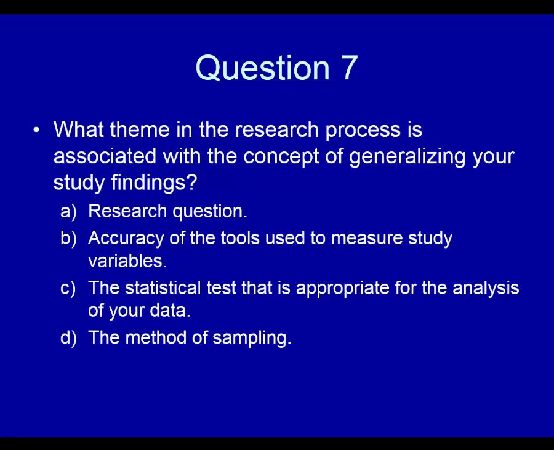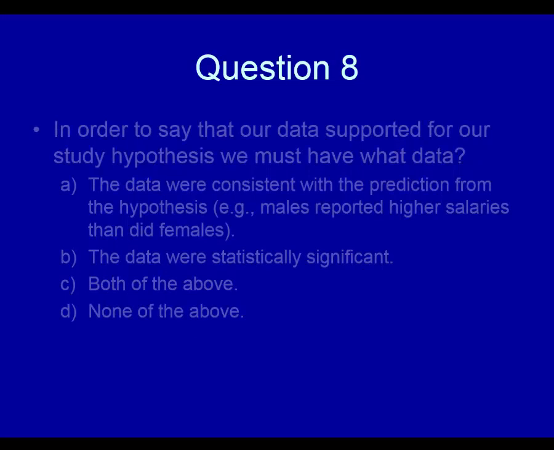The answer here is D, the method of sampling. When you're talking about where to seek information about generalization of findings, it has to do with the method you use to collect a study sample of people to use for your data. How are they selected? Therefore, who can you generalize these findings to? Okay, here's question 8.